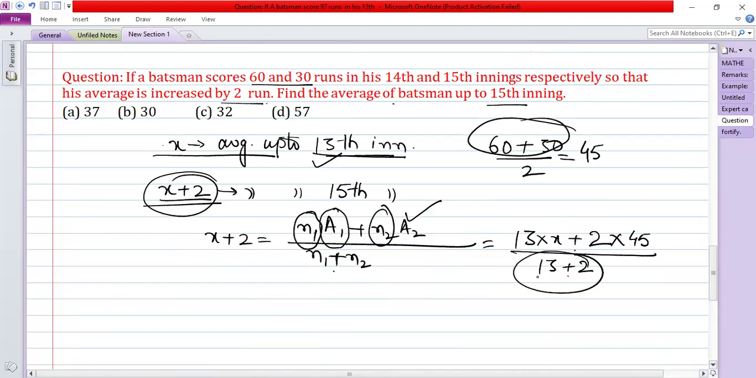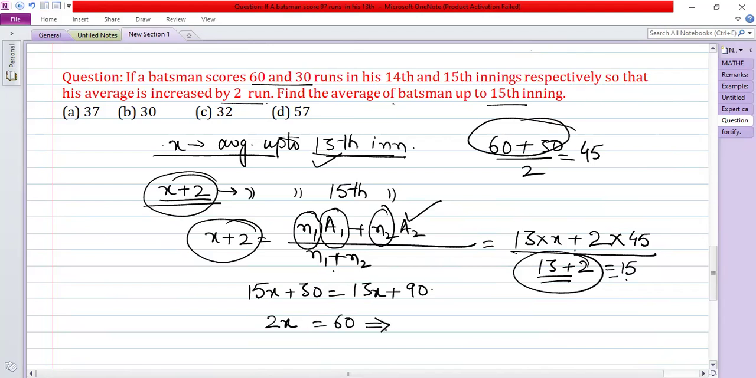So this is 15 now. This 15 will obviously be multiplied on this side. So this will give us 15x plus 30, and that is 13x plus 90 now. So here we have 2x, just shifting the term, equals 60. So what is x here? x must be 30. Okay, meaning the average up to the 13th inning is 30. And obviously, since it has increased by 2, the average up to the 15th inning must be 32.